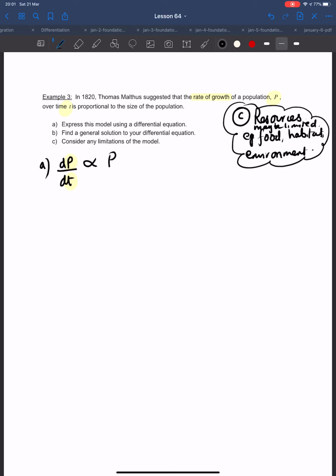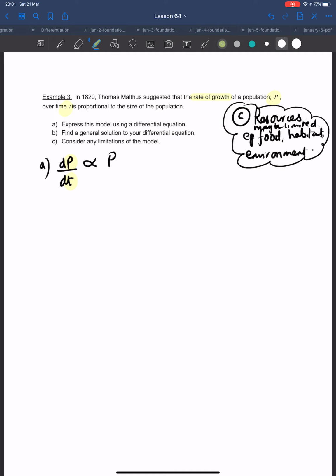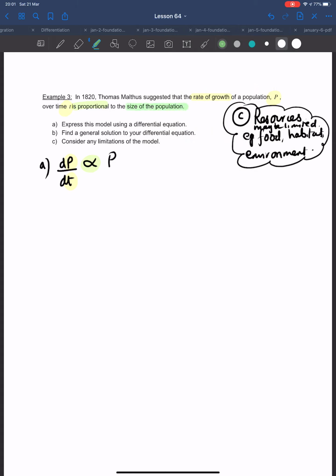Okay, let's give that a colour as well, because that's quite important. Let's go to the green now. Is proportional to, is that one there, and the size of the population is p. Okay, so all the bits from the sentence are coloured in. So we can say dp by dt, this is from GCSE, proportional to is equals k times p.